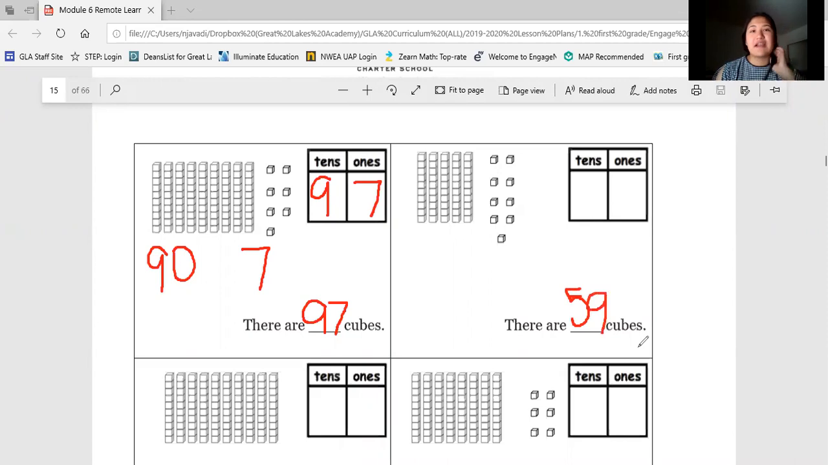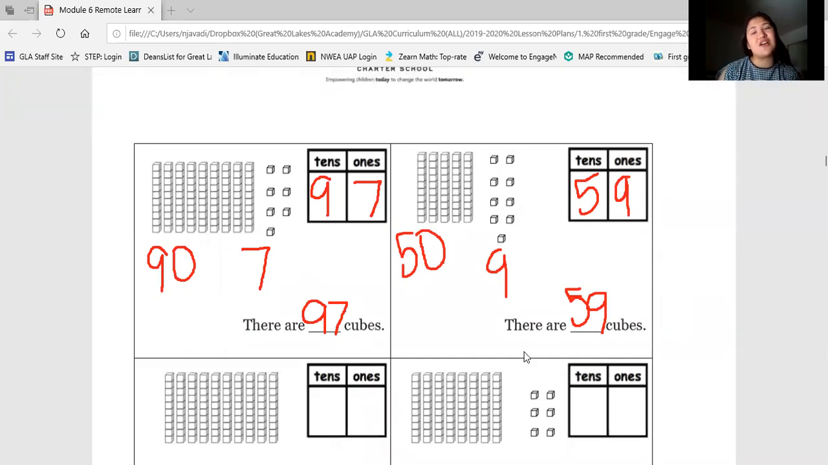Now, if we were going to break up 59 into 2 parts of tens and ones, we would have 50 and 9. How many tens are in the number 50? 5. And there are 9 ones. The rest of this page and the following pages are your independent practice.